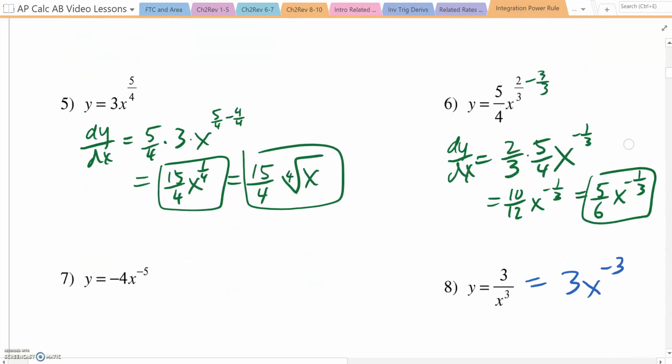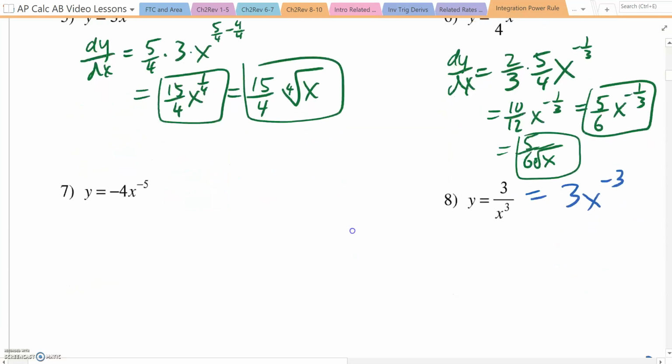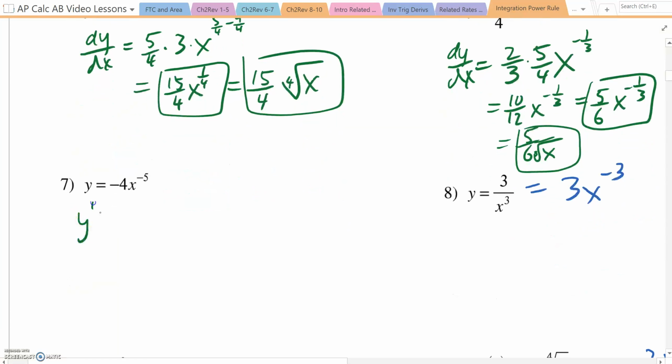No problem with that. If you'd like, you can rewrite it as a cube root of x. Let me sneak a little 3 in there. That would be fine as well. All right, next up, number 7. I'm going to say y prime here just to change up the look. The negative 5 comes down, multiplies by negative 4, and you get a 20. Reduce the power. Now remember, when you reduce, you're taking 1 off, you're subtracting 1, so that should be x to the negative 6. Great final answer.